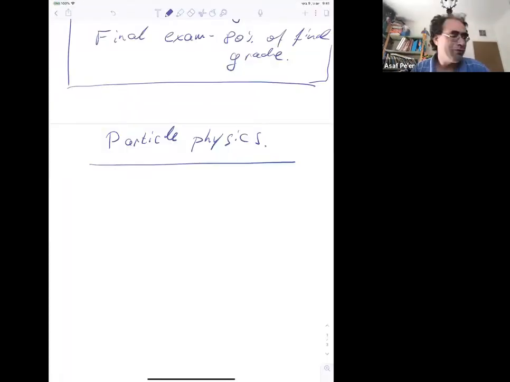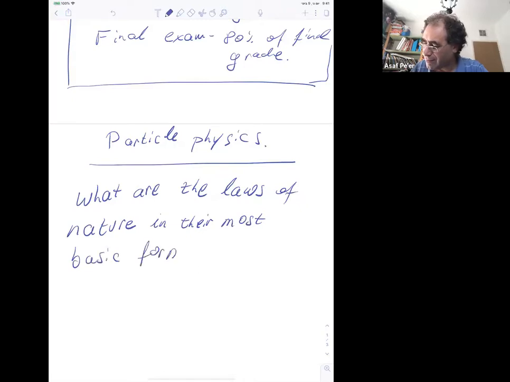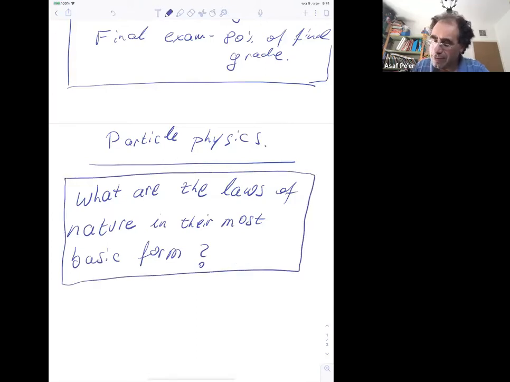Okay, so particle physics is a branch of physics which tries to answer possibly the most fundamental question, which is, what are the laws of nature in their most basic form? So in that respect, it's a continuation of early theories, such as gravity, relativity, quantum mechanics, etc. So it does try to attack the most interesting, the most fundamental and basic laws of nature.